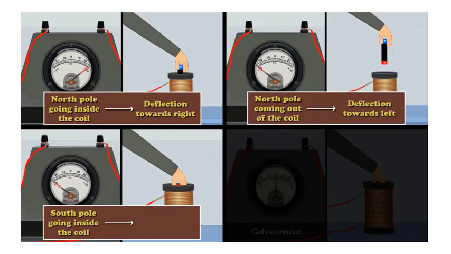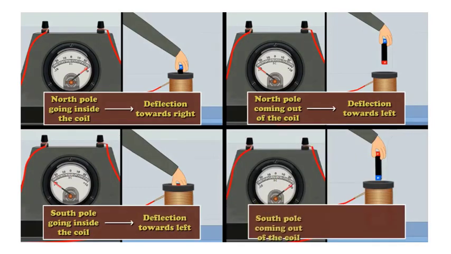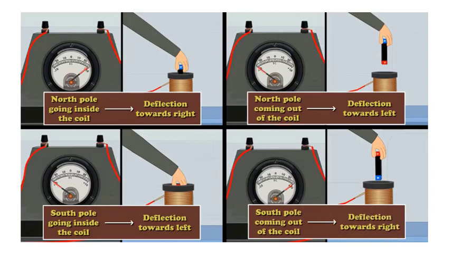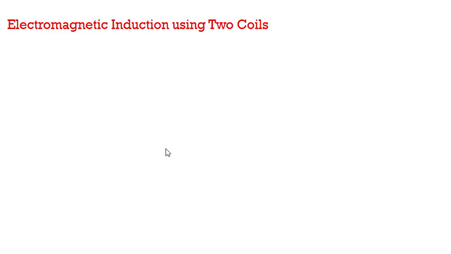South pole going inside the coil indicates deflection towards the left, and south pole going away from the coil indicates deflection towards the right. So from these two activities we understood that whenever there is a relative motion between a bar magnet and coil, there is induction of current in the coil which is associated with the bar magnet.